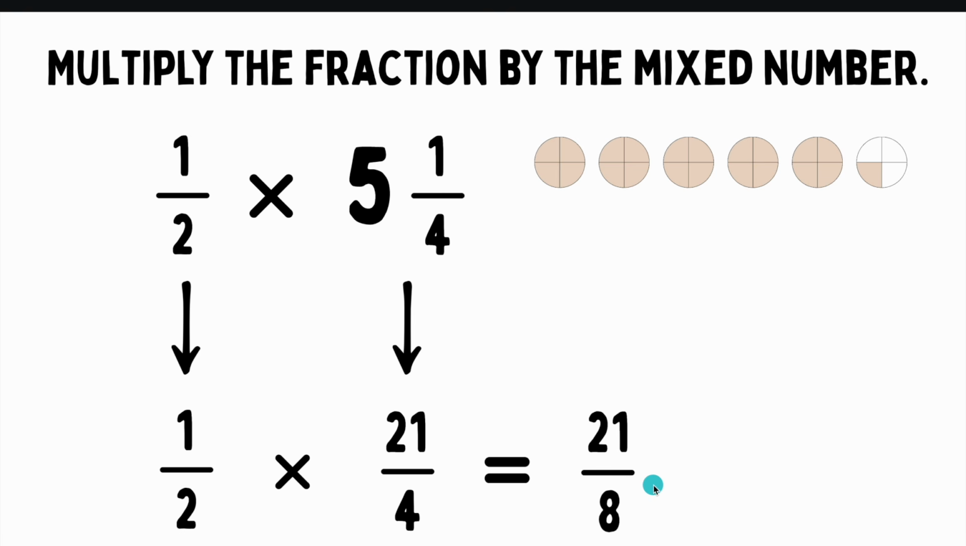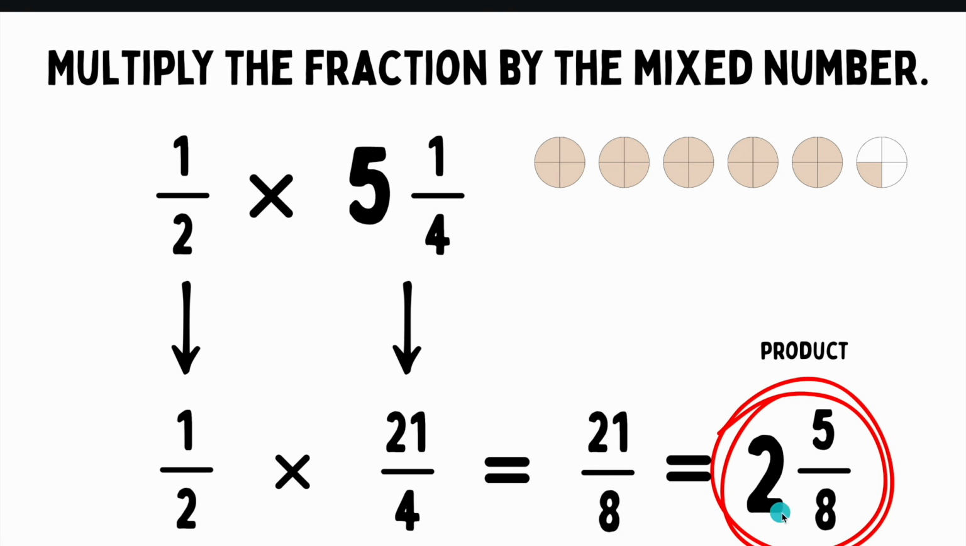Let's think about it. We have 21/8. We know that 8/8 makes 1 whole. 8 more eighths would be 16/8, and that would be 2 wholes. So we need 2 wholes. We have 16/8 in our 2 wholes. Let's count up to 21. 17, 18, 19, 20, 21. And 5 more eighths. The product is 2 and 5/8, or 21/8.